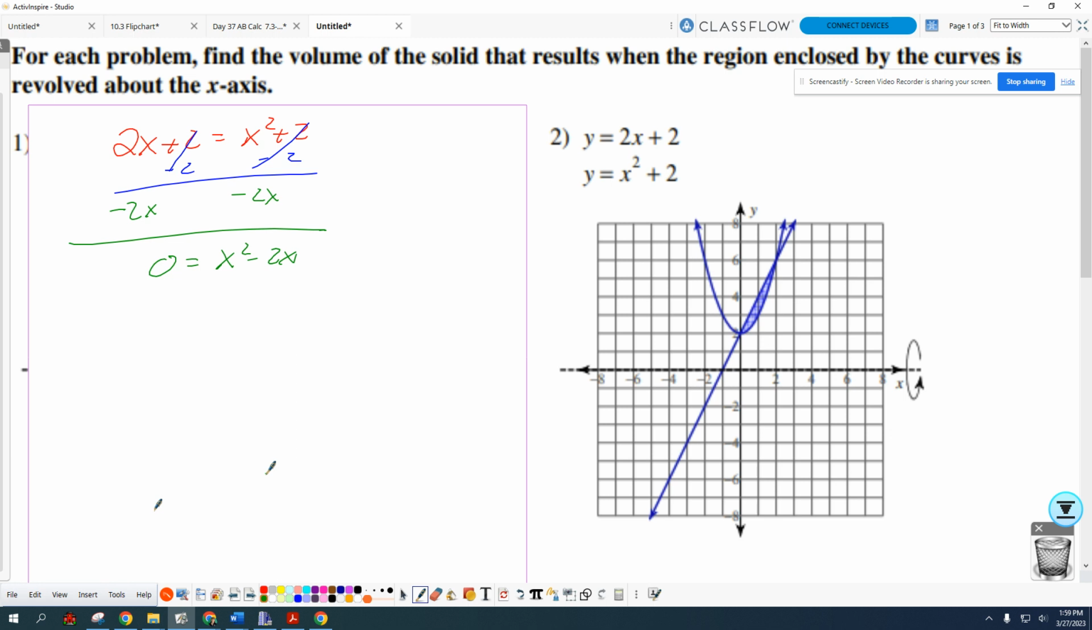Oh, no. We're allowed to do that. Because if you divide by x, you're throwing away one of the answers.